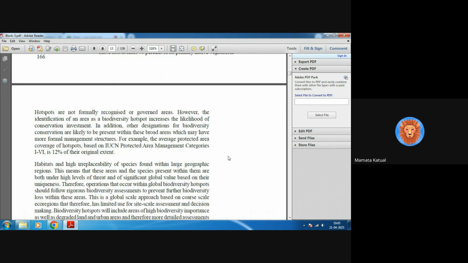So the hotspots are not formally recognized. There are different types of protected areas, and already I have told you these protected areas are recognized by law. So they are established by law. But hotspots are not recognized or established by any law. So it is not formally recognized.